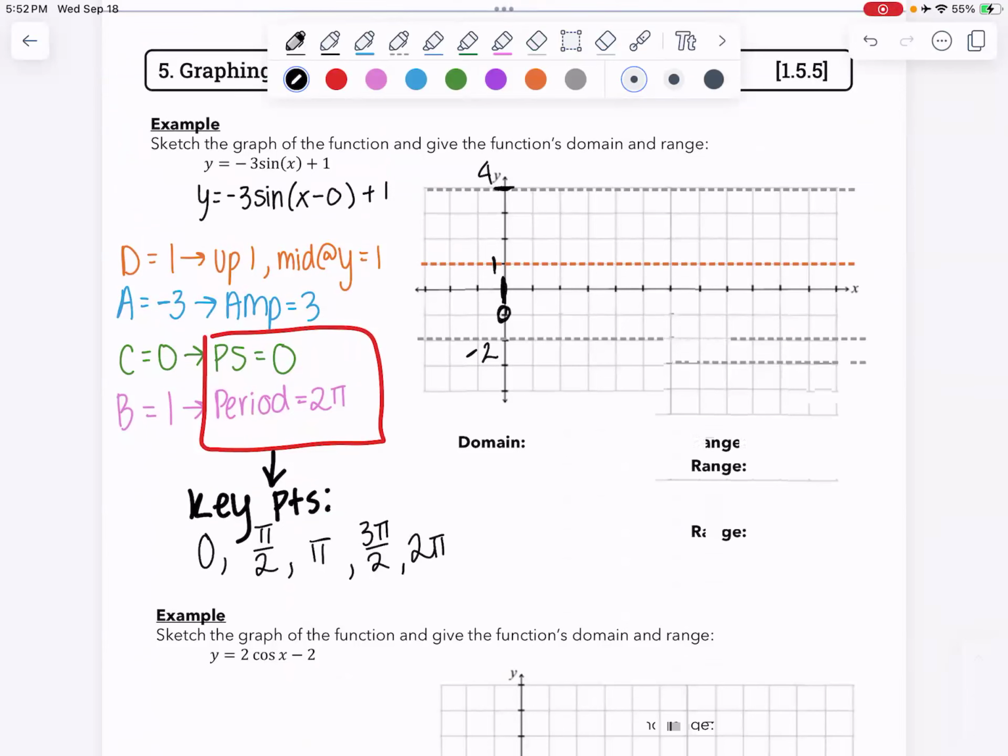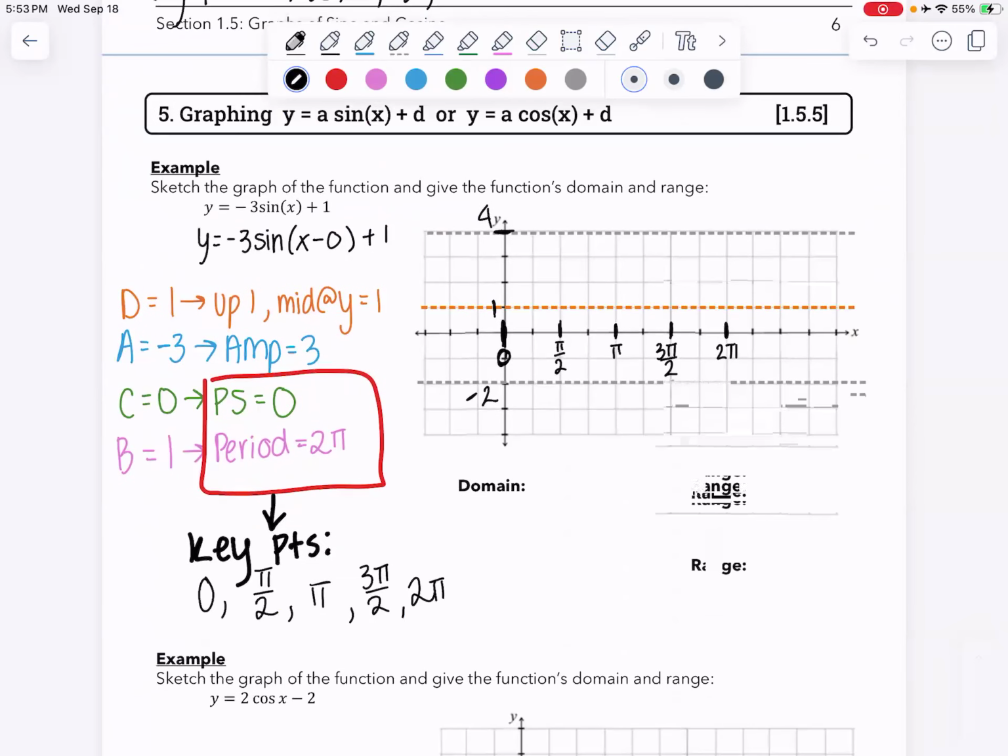So I just mark them on the x-axis. Here's 0, pi over 2, pi, 3 pi over 2, and 2 pi. I'm looking at sine. So sine always starts at the midline. So my first x value is 0. I'm starting at the midline. And then because A is negative, we go down first.